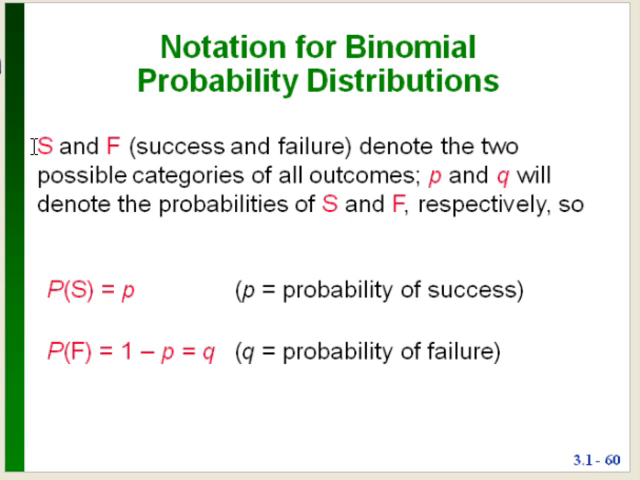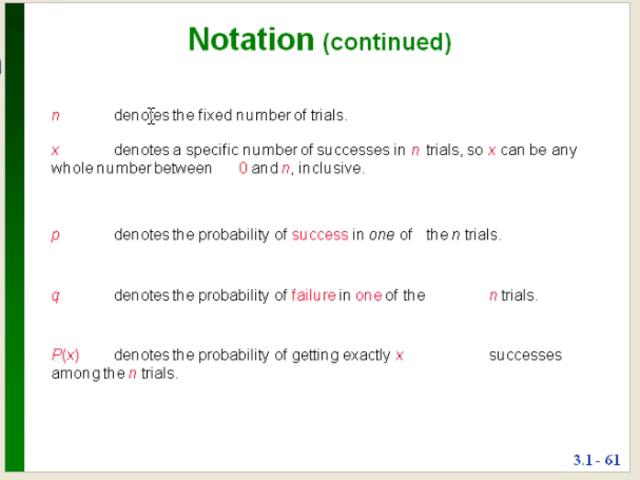Okay, in our notation, success and failure are our two possible outcomes. For each one, we're going to define what success is and what failure is. We're going to use a small p to stand for the probability of success on any one trial, and q will be the probability of failure on any one trial. All right, so we have our notation.